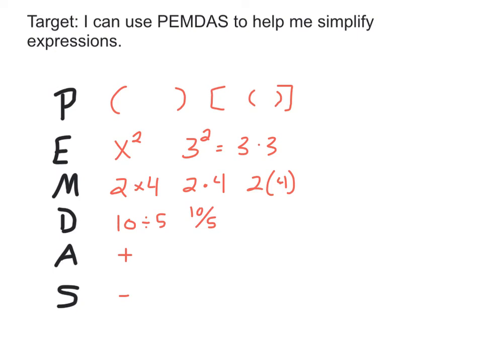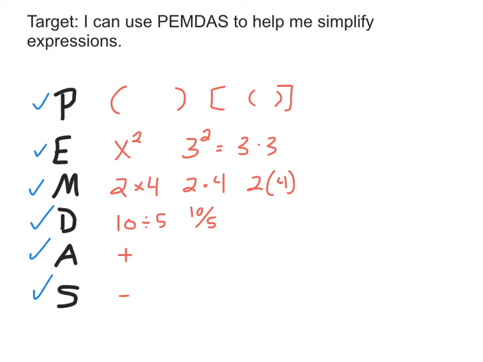The target states, I can use PEMDAS to help me simplify expressions. So before we kick off Lesson 1.1, it might be helpful for us to review a simple phrase that you can use when you have to solve equations, numerical expressions or algebraic expressions that have lots of different operations in them. PEMDAS, please excuse my dear Aunt Sally, as you might remember. Please excuse my dear Aunt Sally.